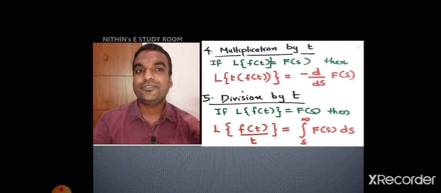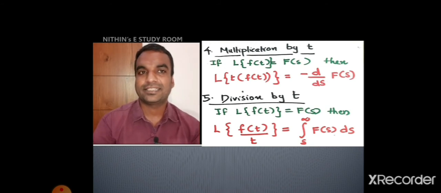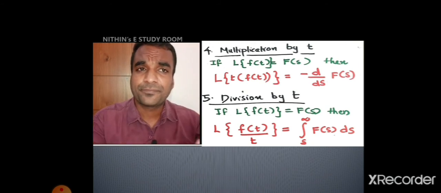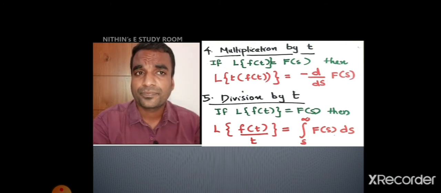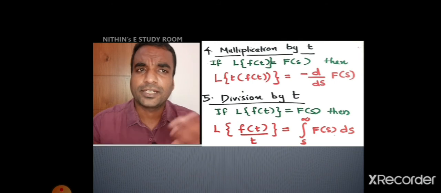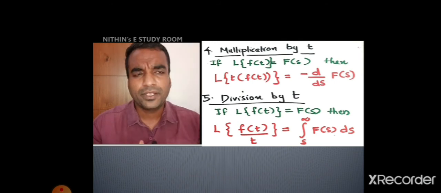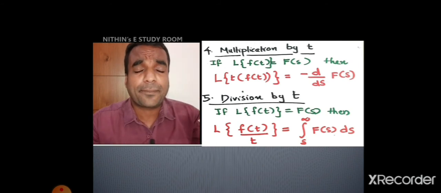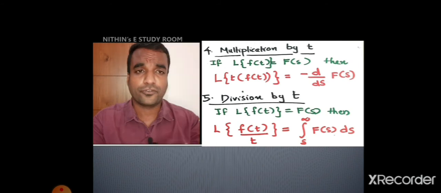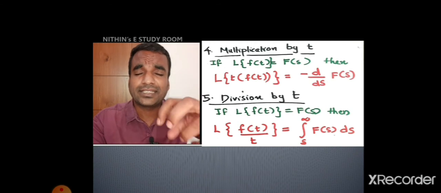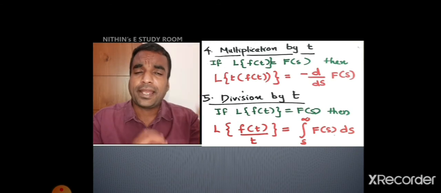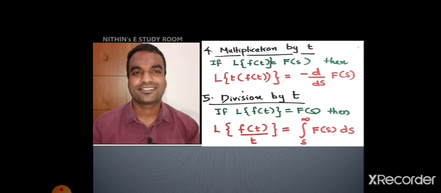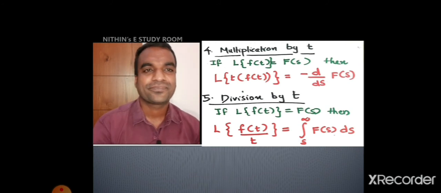So we can easily find it by using this theorem. If the Laplace transform of f of t is F of s, that you already know, where f of t may be 1, sin omega t, cos omega t, whatever it may be, and you are asked to find the Laplace transform of t into f of t, then you just take the basic F of s, differentiate it with respect to s and put a minus sign in front of that. You will get the answer.